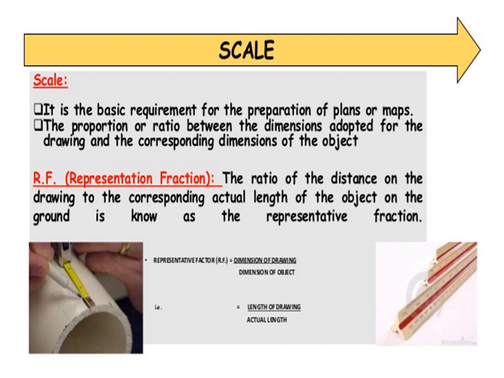The next is representative fraction. Generally we are going to call it as RF. It is the ratio of distance on the drawing to the corresponding actual length of object on the ground is known as representative fraction. It is denoted by RF. Representative fraction, that is dimension on the drawing divided by dimension of an object, or RF is length on drawing divided by actual length.